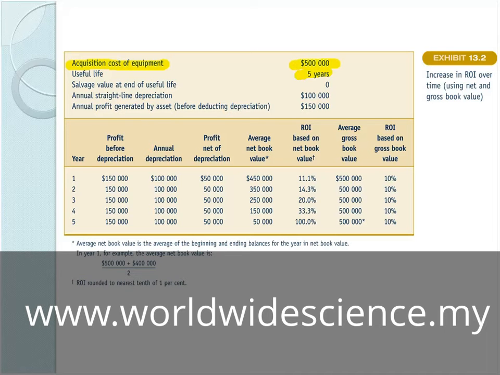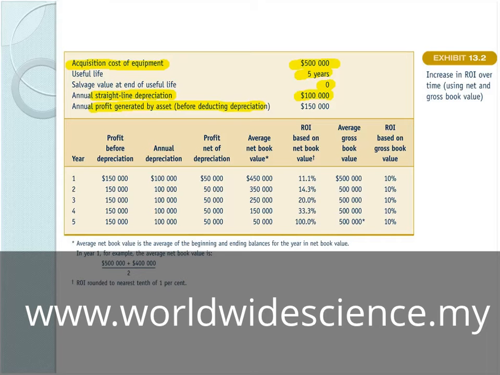If you would like to calculate your depreciation, the salvage value at the end of the useful life is 0. That means we are declining 100,000 each year.